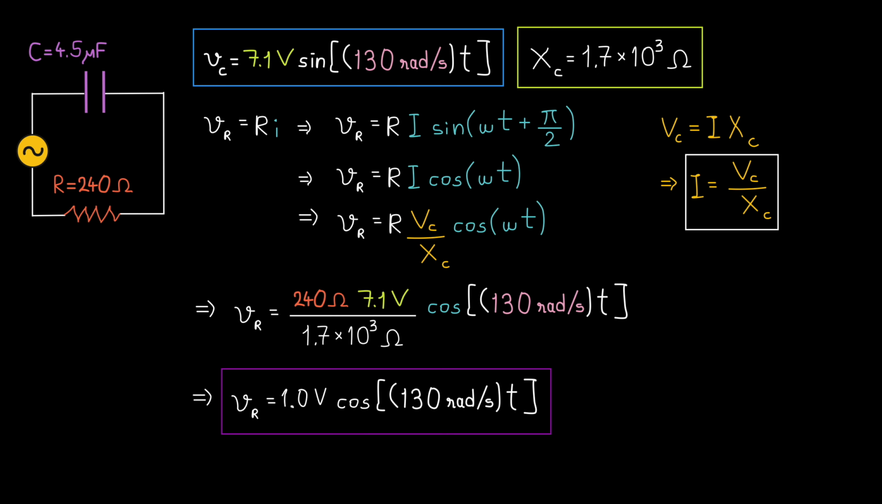After the numerical substitution, we get V sub R equals 1.0 volts times cosine of 130 radians per second times t. Again, V sub R, that's the time-dependent voltage for the resistor. 1.0 volts, that's the voltage amplitude of the resistor, and 130 radians per second, that's the angular frequency of the source.